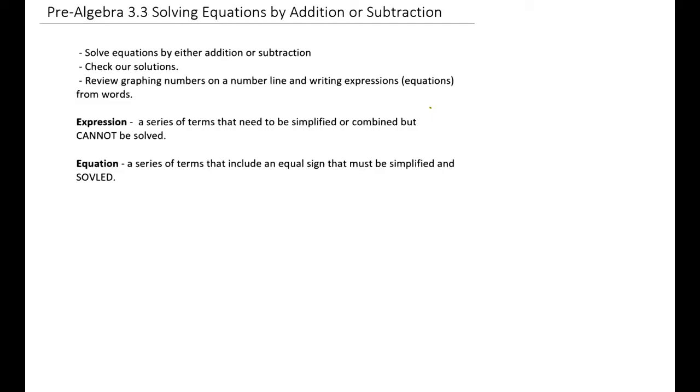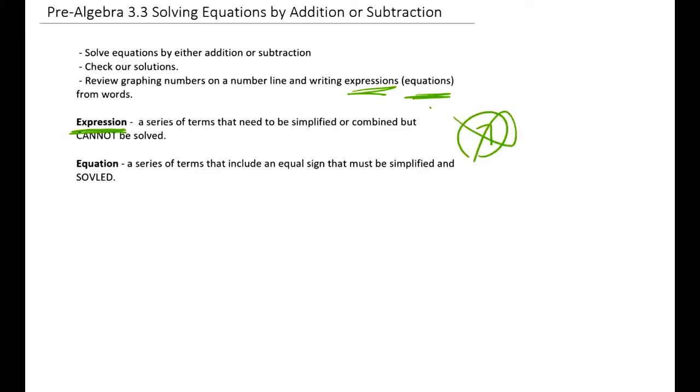Now, those two words themselves, expressions and equations, oftentimes get used interchangeably, but for mathematicians, they mean two different things. And we haven't really identified that difference between these two words, so I want to do that here. Up until this point, we have been simplifying expressions. Expressions are a series of terms that need to be simplified or combined, but cannot be solved. Meaning you don't simplify an expression and get an answer like 7.